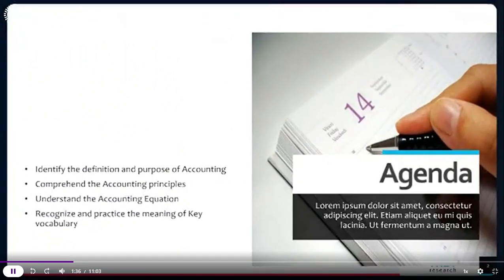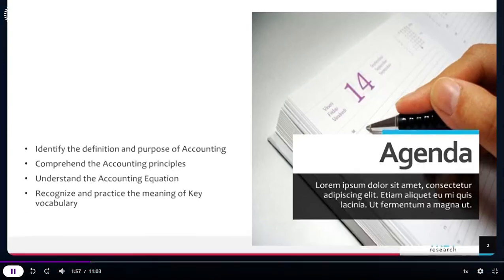Today, you are going to identify the definition and purpose of accounting. Then, you're going to comprehend the accounting principles. After that, you're going to understand the accounting equation and finally recognize and practice the meaning of key vocabulary. Let's get started.